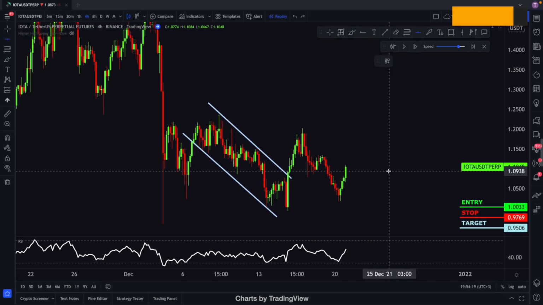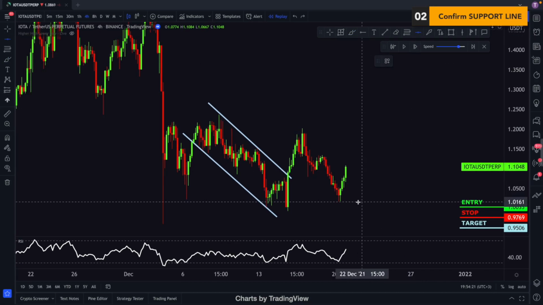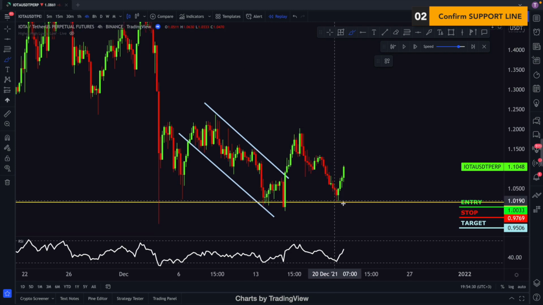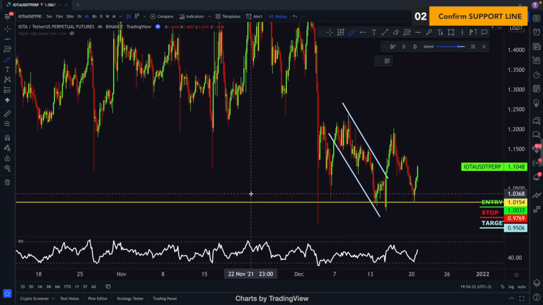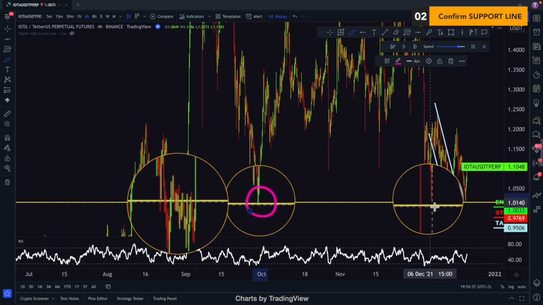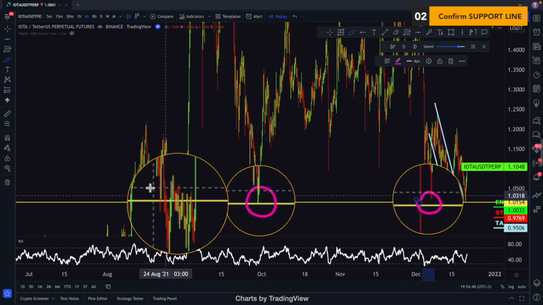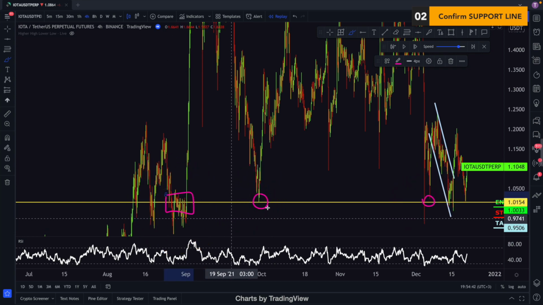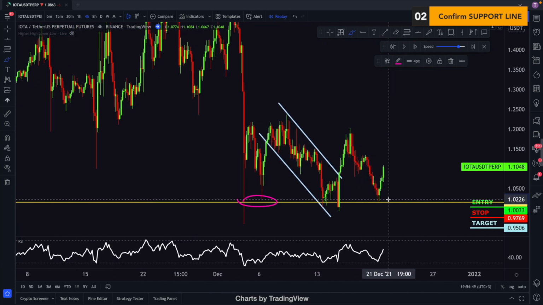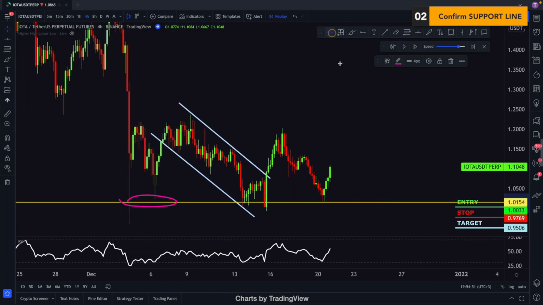Step 2. Confirm a support line. Okay, now I put a horizontal support line and see if this support line has been tested before. Is it strong support or a weak one? Let's zoom out a bit. As you can see, there are multiple tests and support zones. So this means this price level is critical and the price always struggles around this price level. A great signal for double bottom pattern.